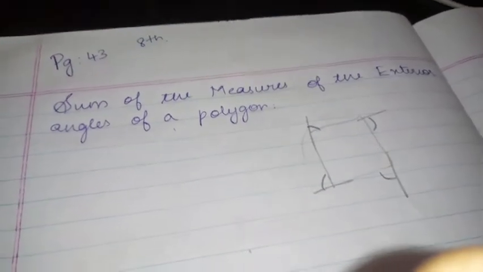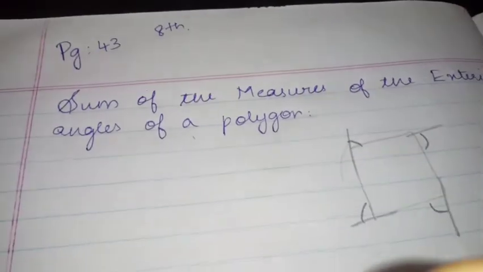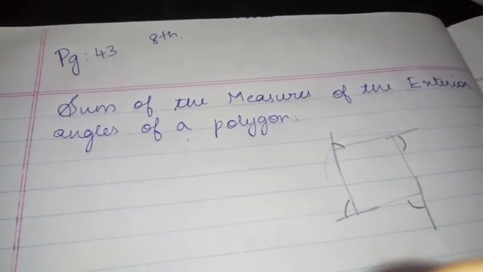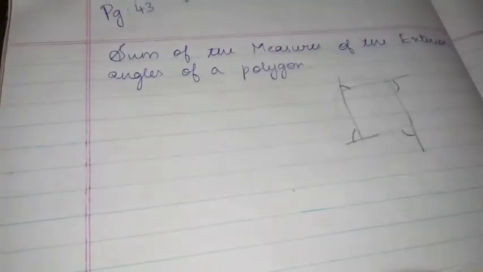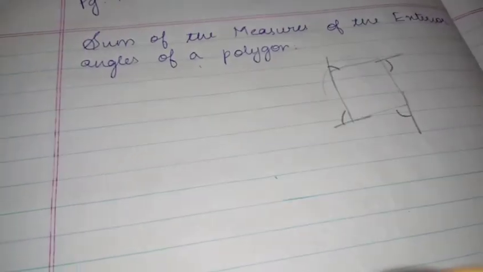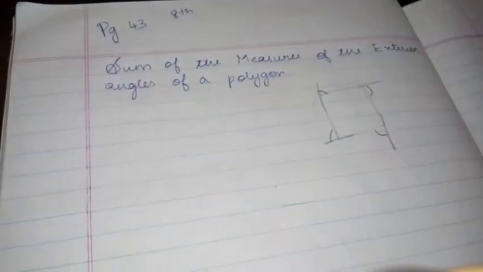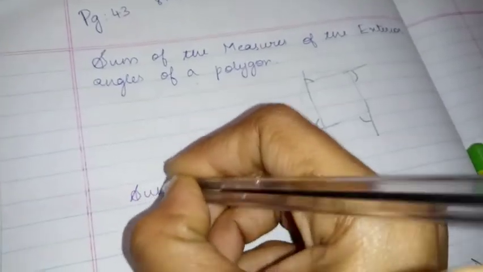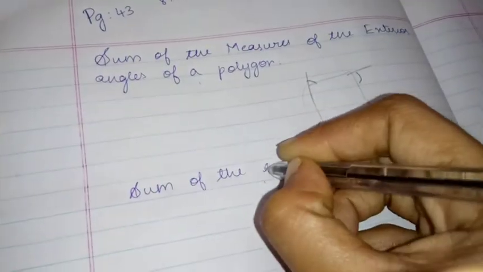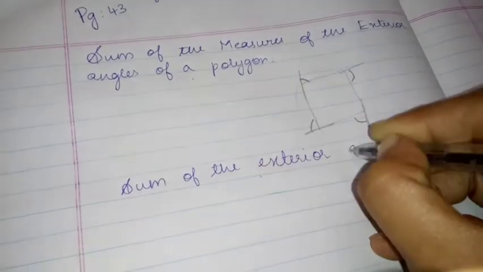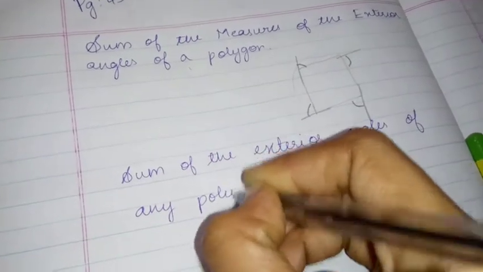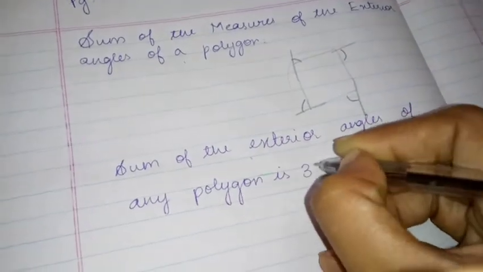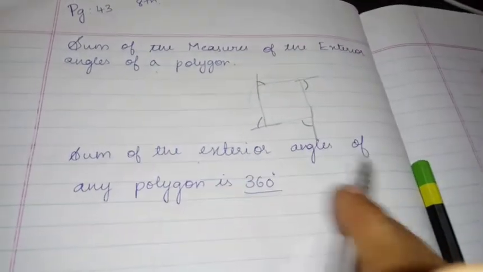The same way here also I am going to find the sum of the measures of the exterior angles of a polygon. A polygon can be a triangle, a quadrilateral, a pentagon, a hexagon, any polygon. Always the sum of the exterior angles of any polygon is 360 degrees. Keep it in your mind, children. Always exterior angles of any polygon.